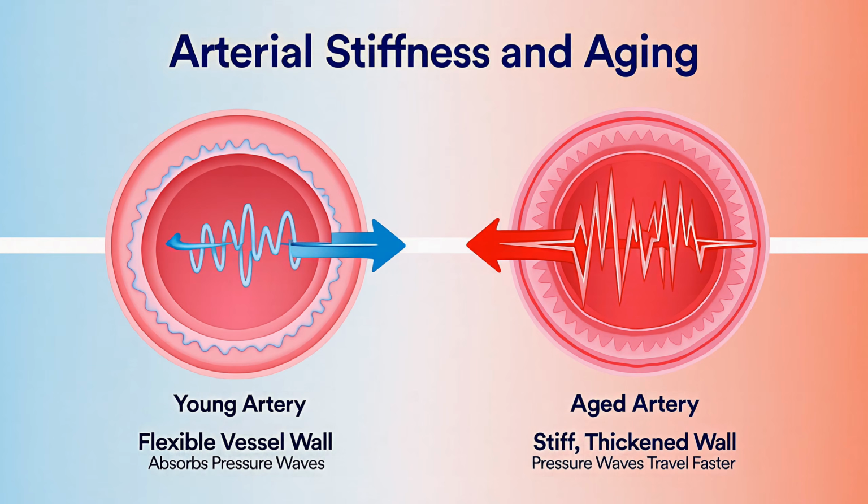Prediction in medicine means something more specific. It means that when researchers follow large groups of people for many years, certain measurements consistently appear more often in the group that later develops a particular disease. Blood pressure has been studied this way for decades.